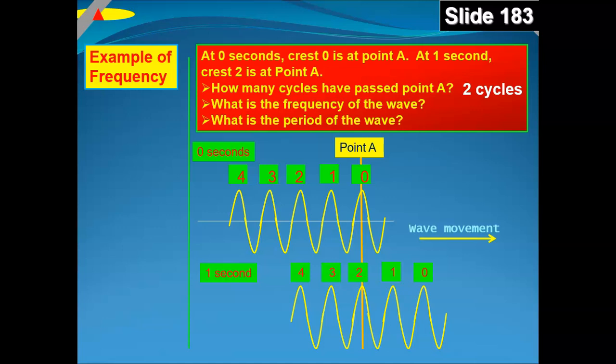So that's 2 divided by 1. The frequency is cycles per second. That's 2 hertz. What is the period of the wave? So the period is the reciprocal of the frequency, 1 over the frequency. So that's 1 over 2 or 1/2 second.